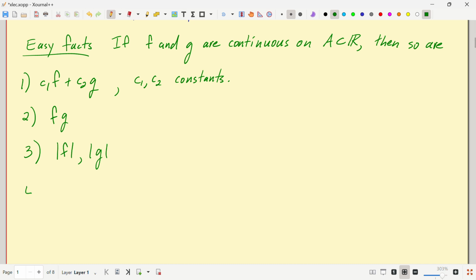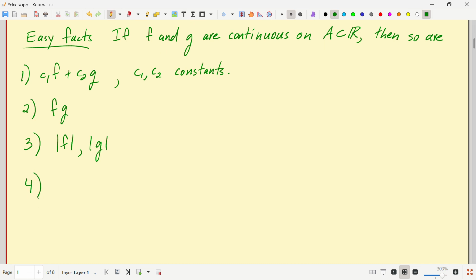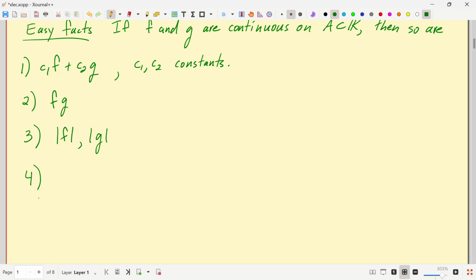Let's see, how about another one? You need to say a little bit more if you're going to divide them. So, if g of x naught is unequal to 0, for when x naught is in A, then f over g would be continuous at x naught.